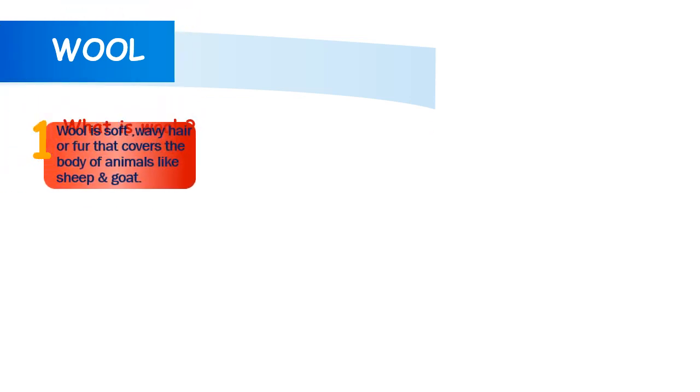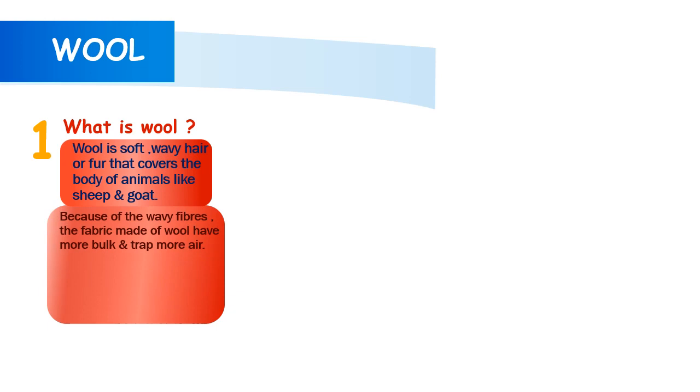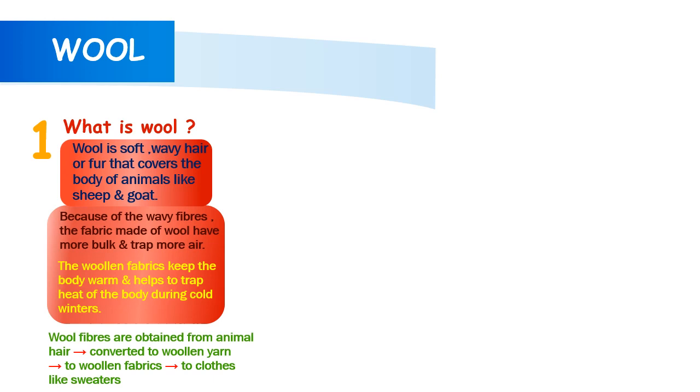Now moving on further, let us discover more about wool. What is wool? Wool is soft, wavy hair or fur that covers the body of animals like sheep and goat. Because of the wavy fibers, the fabric made of wool have more bulk and trap more air. The woolen fabrics keep the body warm and helps to trap heat of the body during cold winters. Wool fibers are obtained from animal hair, then converted to woolen yarn, then to woolen fabrics, and finally to clothes like sweaters.